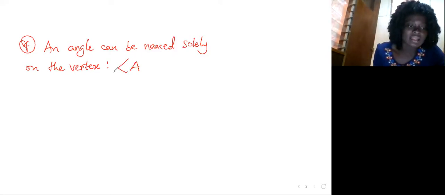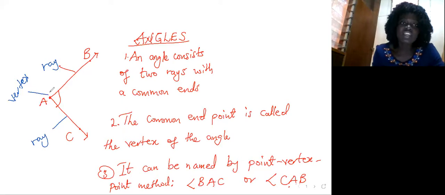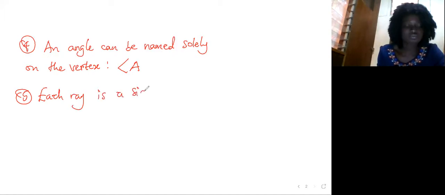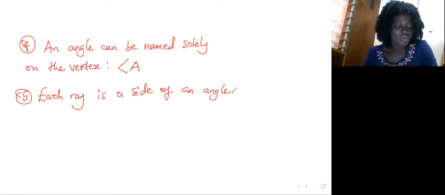Okay, let's add the last one to it. Let's go back to our diagram. This ray is one side of the angle. So angles are made up of two rays meeting at a common point. Then each ray is a side of an angle. Okay, so looking at this one, we are done.